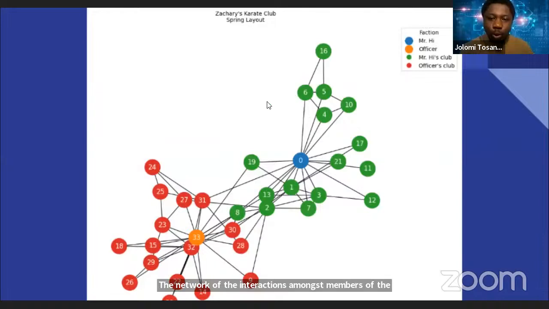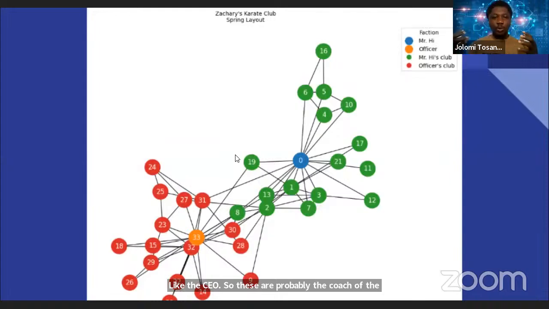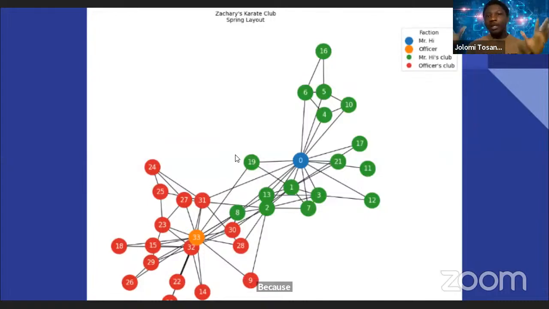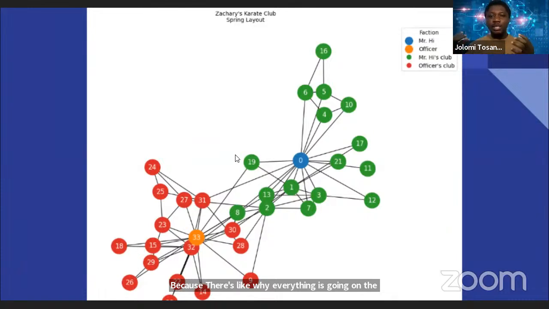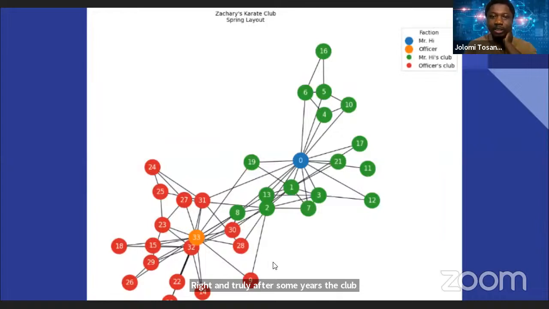And then he noticed two communities within that club, right? The first community is all around Mr. High, then another community is around the officer, which is like the CEO. So this is actually the coach of the club, while this is the CEO. And then Zachary predicted that this club is going to dissociate into these two groups in the future, right? Because while everything is going on, the fans are watching the club, they are playing, everybody's happy, but internally there are two communities being formed, right? And truly, after some years, the club really split across this line, right?